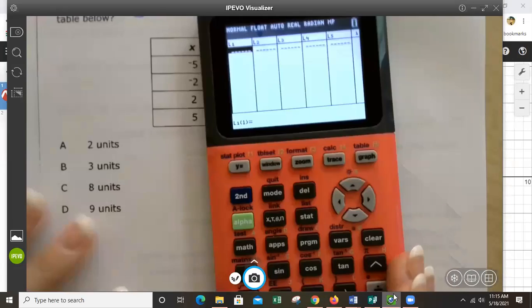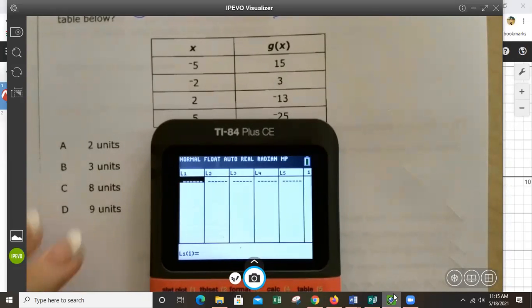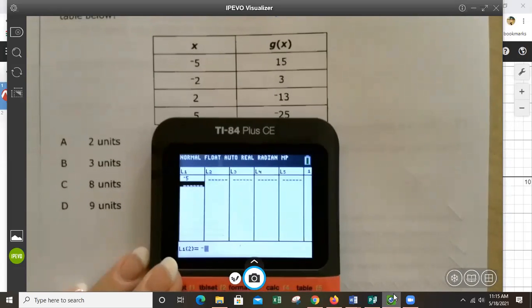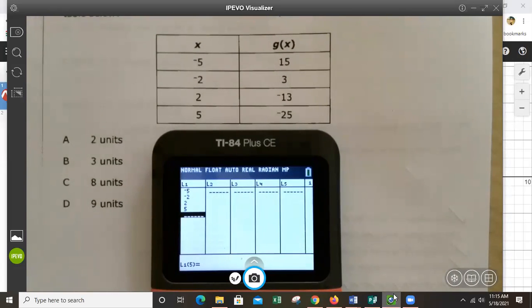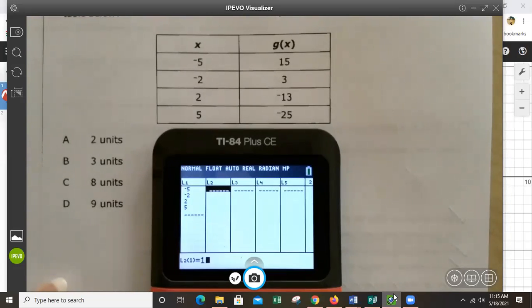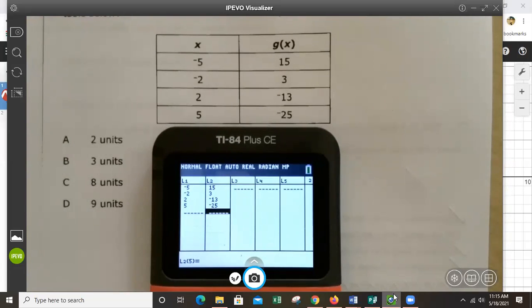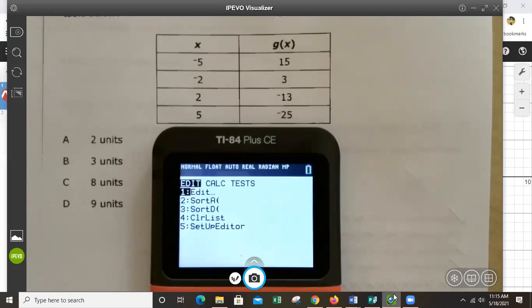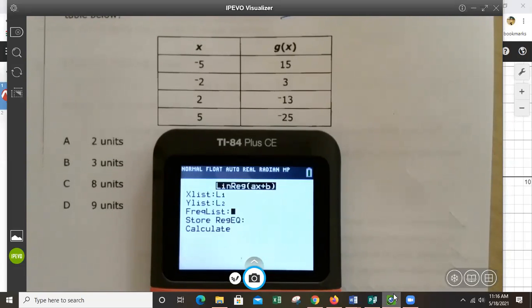If there's anything in there, we want to get that out. And we're going to put that into stat. So I got -5, 2, -5, -2, 2, 5. I checked all those. 15, 3, -13, -25. How do I get an equation? Stat, calc, and which equation are we looking for? What did it ask you? Linear. So which one is it? It's 4. Absolutely. Keep hitting enter.